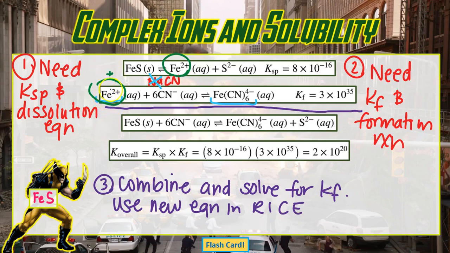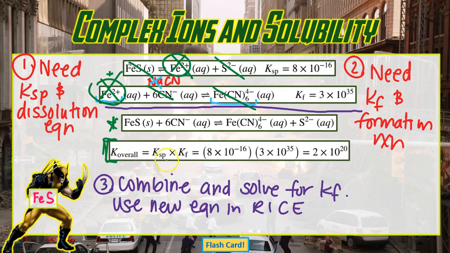So when I add them together, what you want to do is get rid of species that are the same on both sides. That means we can get rid of Fe2 plus and Fe2 plus, and you want to bring down anything that's left over. So we have FeS solid left over, we have the 6 CN minus left over, we have our S2 minus left over, and we also have our complex ion that was formed. Since we added these two reactions together, what's left over now has a new K overall, or a new equilibrium constant.